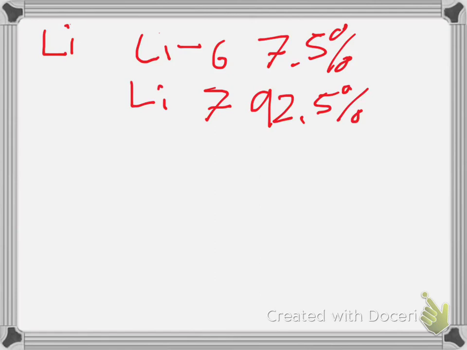So lithium-6, because lithium has 3 protons, we know lithium-6 has 3 neutrons, and lithium-7 has 4. Okay? Lithium-7 is much more common, but it would be inaccurate to say that the average atomic mass of lithium was 6.5, which is what we would get if we did a straight up average of this. So instead, we're going to do a weighted average, and here is how we're going to do it. We're going to change these percentages into decimals by dividing by 100.